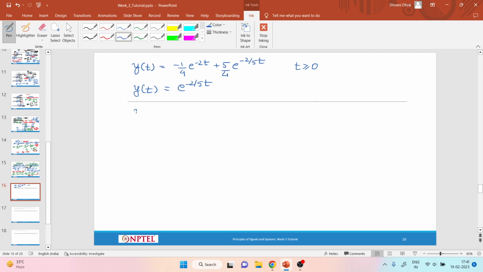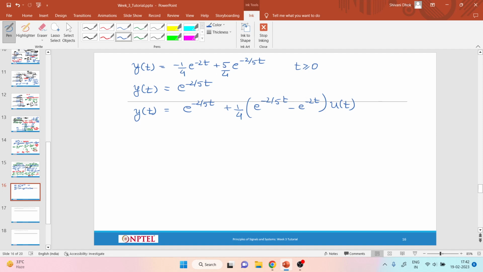And if I combine these, this will always be existing, so I can write it as e power minus 2 by 5t, and this will exist only when my t is greater than or equal to 0. So I can just subtract 1 from this. If I do that, I'll be remaining with 1 by 4. So I can write this as plus 1 by 4 into e power minus 2 by 5t minus e power minus 2t u of t.